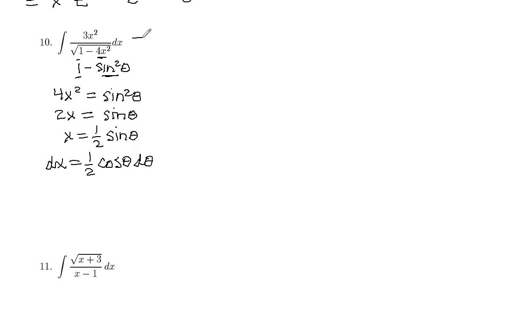And now we want to change our whole integral over. So the 1 minus 4x squared we know is 1 minus sine squared theta. We set it up that way. So integral in the bottom, we already know what we're getting here. It's 1 minus sine squared theta. And then on the top we've got that 3x squared, so 3, and then our x is 1/2 sine theta. So we're going to have a 1/2 and sine theta, and that whole thing gets squared. And then our dx is 1/2 cosine theta, so times 1/2 cosine theta.